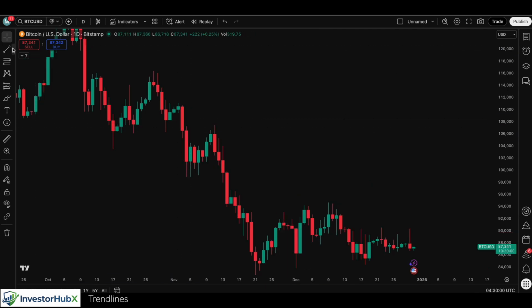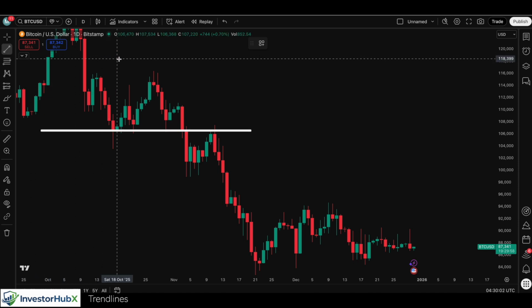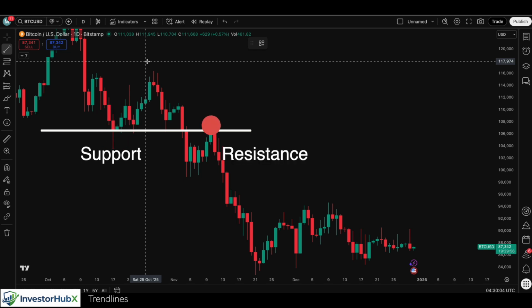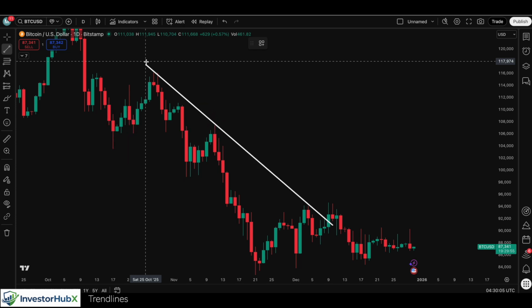On the left-hand toolbar, you'll find the drawing tools. One of the most commonly used tools is the trend line. Trend lines help you identify support and resistance, and highlight areas where price may react. When drawing a trend line, you generally need a minimum of 2 touches. The more times price touches a trend line, the better.